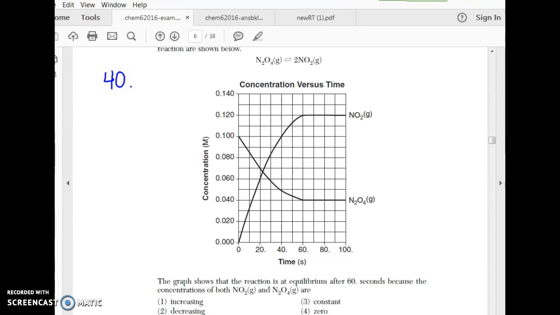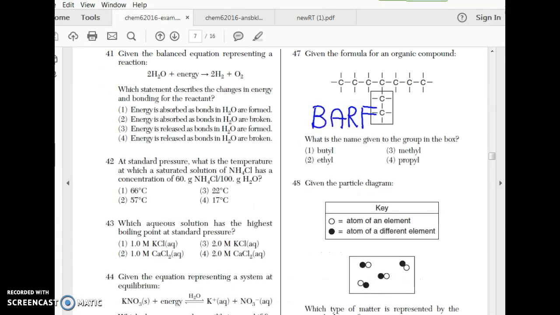Question 40. The graph shows the reaction is at equilibrium after 60 seconds because the concentrations of both NO2 and N2O4, well, it's the parallel lines here, guys. Equal rates, constant concentration. It's that simple.